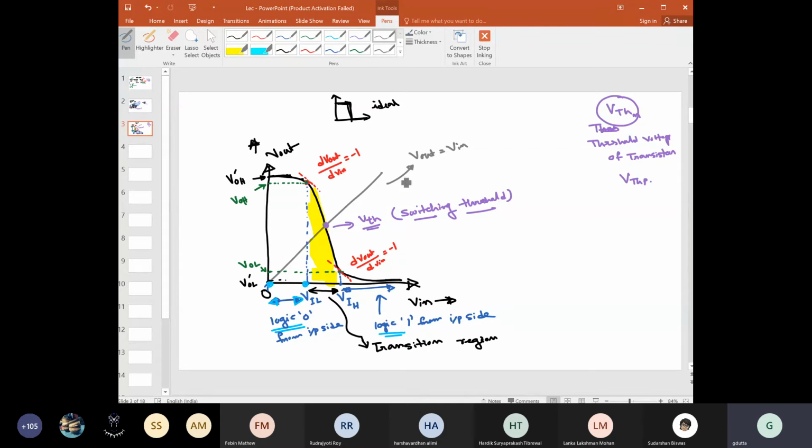But when we say this is logic 1, it is some range of input voltage, right? Similarly, logic 0 also indicates a range of input voltage. So these things are important.